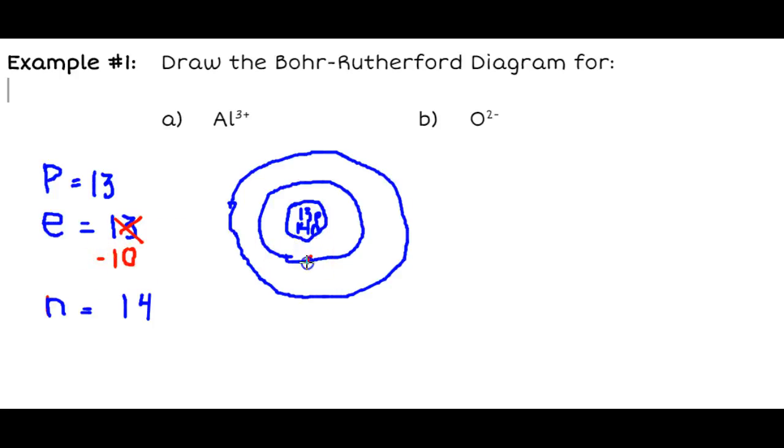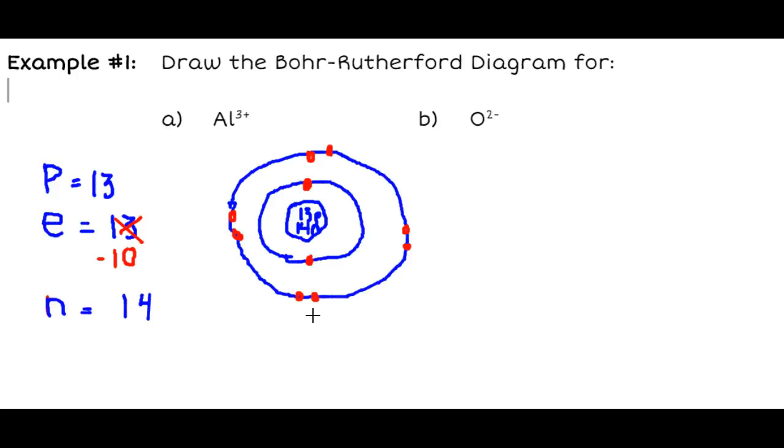So I'm going to put 2 in the first orbit. That's how many I can fit. So I've used up 2 of the 10, and that gives me 8 left. And I'm going to put them all around, north, south, east, west. In doing this, I can see that this makes sense for this ion because it has this full outer shell with 8 electrons in it.